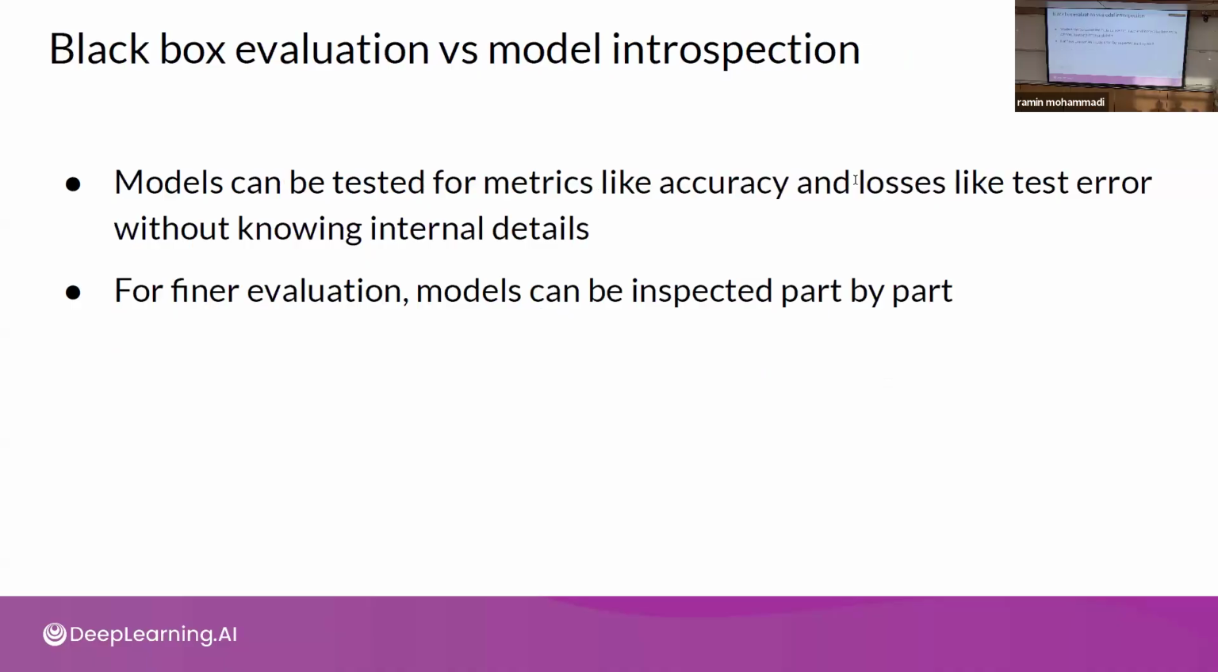So now, when we want to evaluate models, there are two main techniques: black box evaluation and model introspection. Black box evaluation are those types of techniques that only care about how the model works overall with respect to the metrics. For example, if you have validation data and certain metrics that you use and analyze your model against them, that becomes black box evaluation.